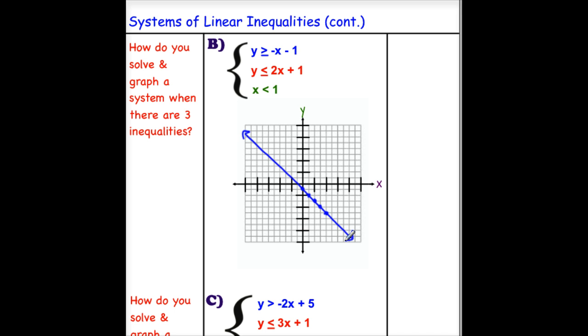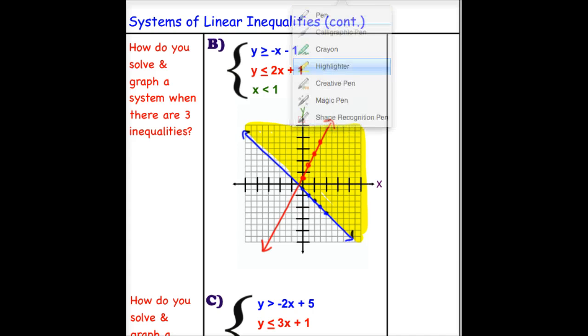I'm going to check the point 0, 0, which is good because 0 is greater than -1. So we'll go ahead and highlight there. And then we move on to our next inequality, which is y is less than or equal to 2x plus 1. We get our point at +1, and we go up 2, forward 1, up 2, forward 1. This one also is a solid line. And if I put 0, 0 in here, I get a true statement again. So we'll go ahead and shade where 0, 0 is for this one.